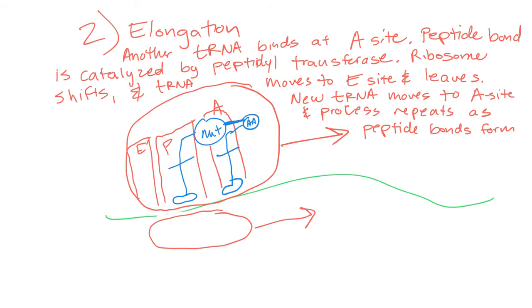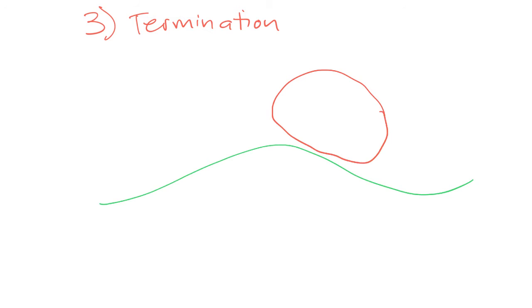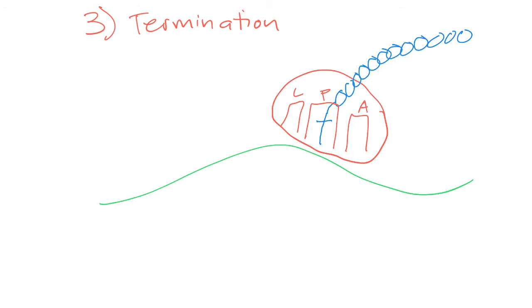Yes. Okay, any other questions? Okay, so we'll move on to the last stage then. Termination. You've got your mRNA. You have your large subunit. Your tRNA is in the P site here. And now it has all these amino acids hanging off of it. The small subunit is here.